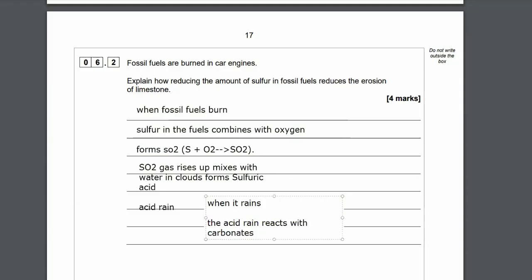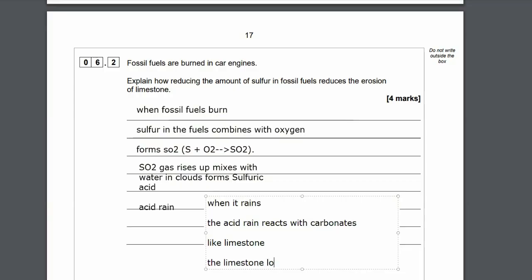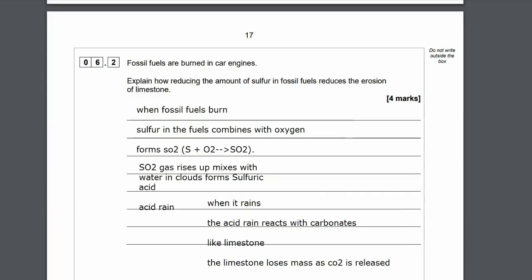Why does it erode it during the reaction? Because a carbonate and acid reaction always forms carbon dioxide as a waste gas. So you're losing some mass. You're actually losing mass of the statue as it goes off into the atmosphere. And so there you go. That's your explanation as to how sulfur in fossil fuels causes erosion. And if we can reduce the sulfur, then we can reduce the amount of erosion.